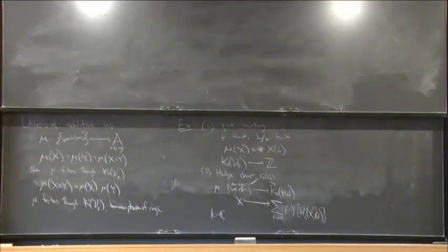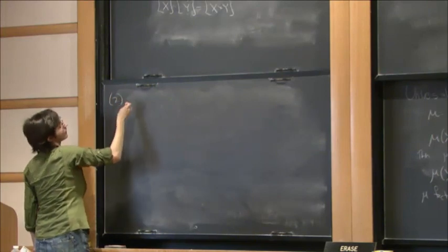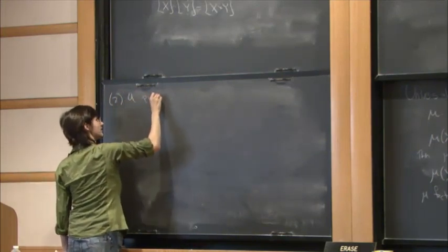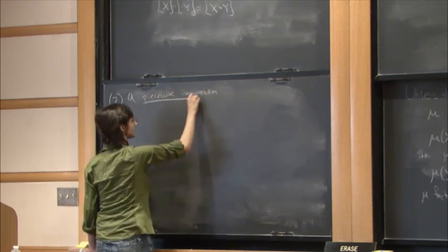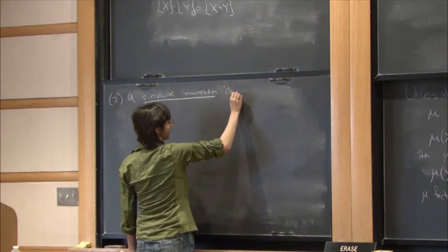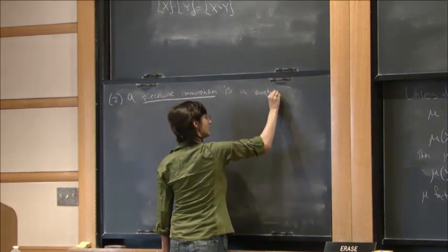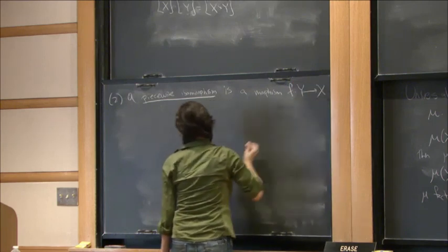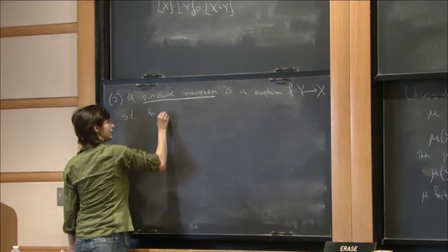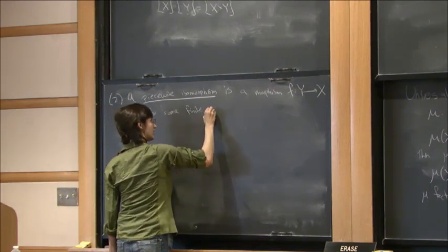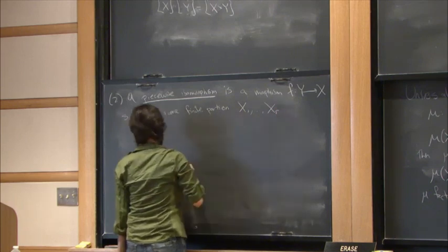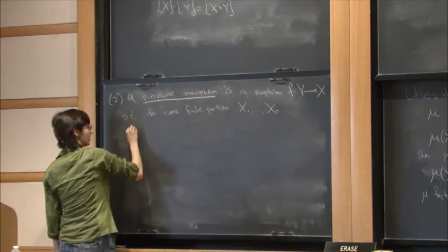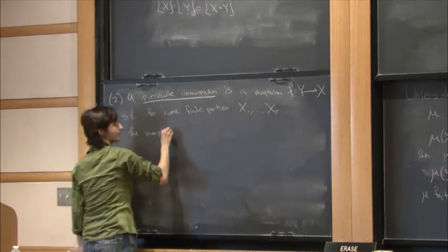A slightly more complicated example involves actually cutting things up. So we're going to say that a piecewise isomorphism is a morphism f from Y to X such that for some finite partition of X into subvarieties, we have induced morphisms. So f is Y into X.